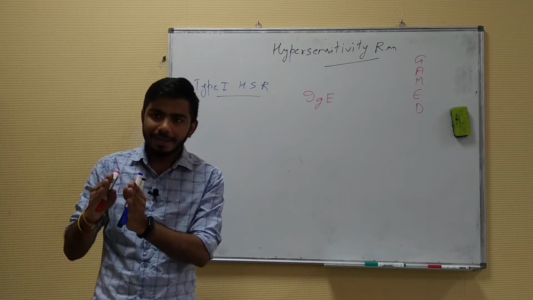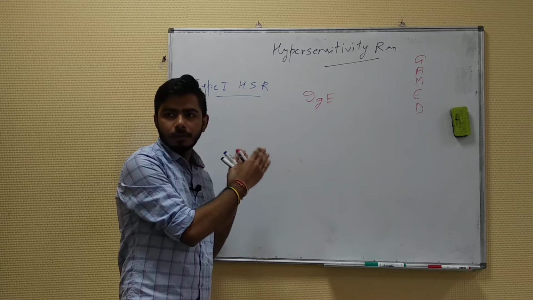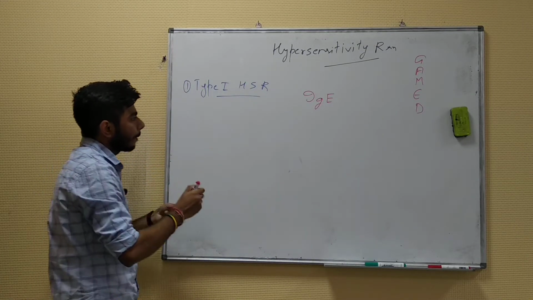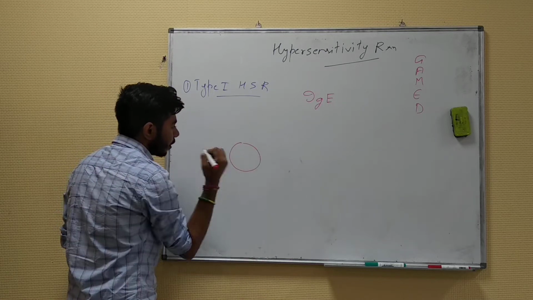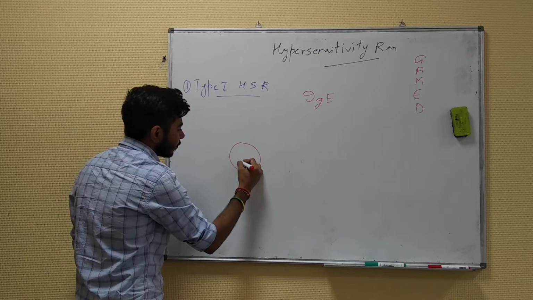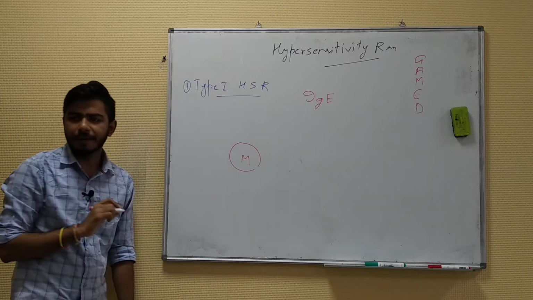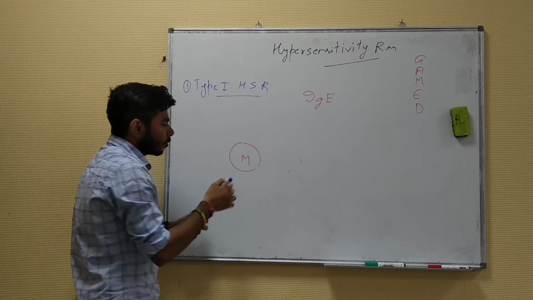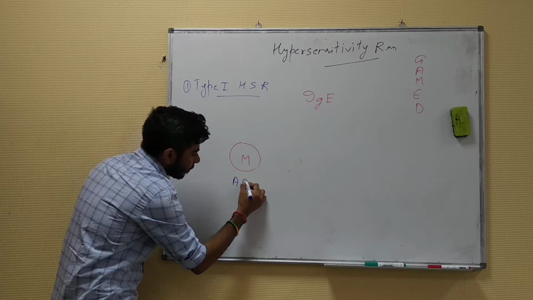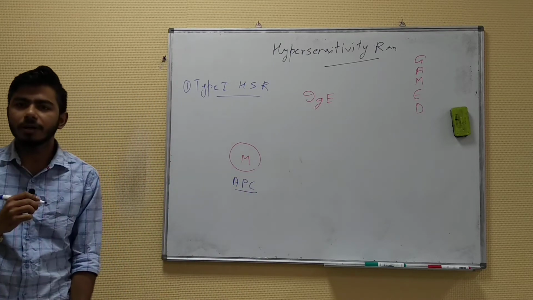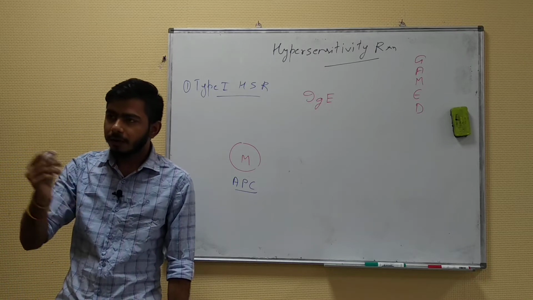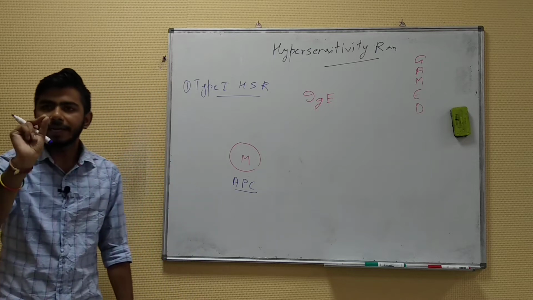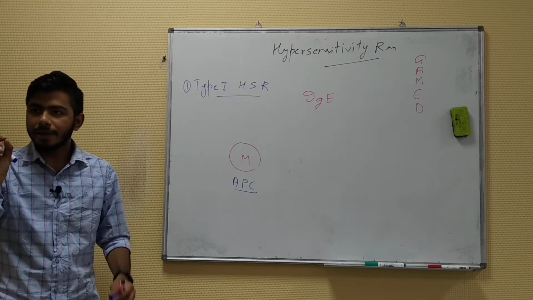So till here, what actually happened in that particular person? Let's say we have a macrophage over here. I'm simply writing M. This is the macrophage, and macrophage is also called an antigen presenting cell, APC. Whatever pollen grains he was inhaling, those are the antigens for the body.